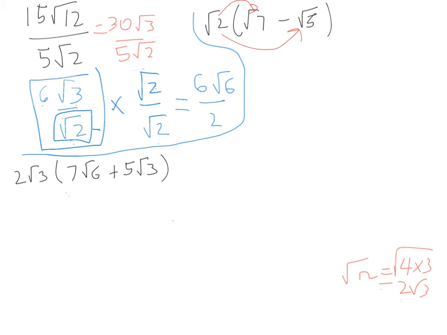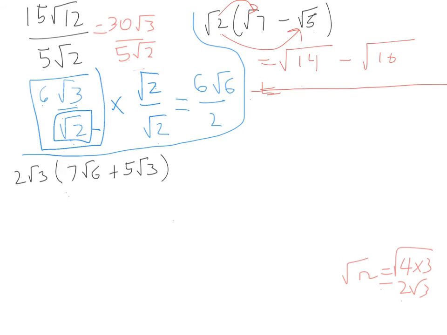So this is going to be square root of 2 times 7, which is 14, minus square root of 2 times 5, which is 10. So we end up with the square root of 14 minus the square root of 10. We can't simplify any of that, so we just leave that as is. Okay.